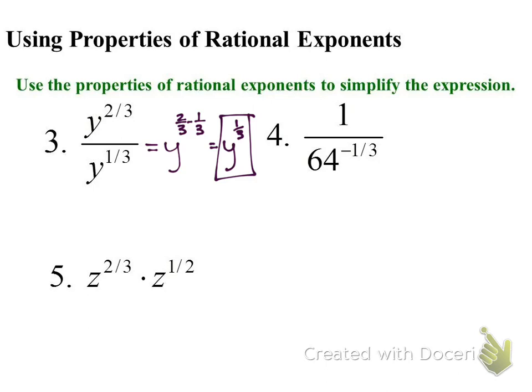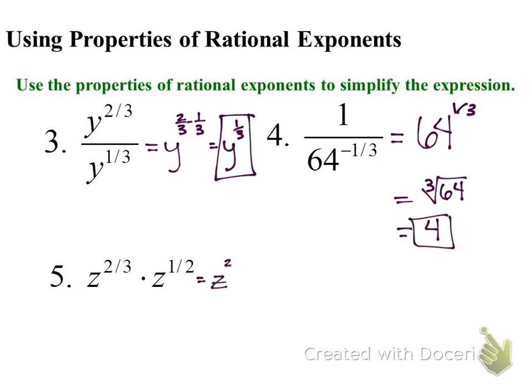Number 4, 1 over 64 to the negative 1/3. Wait a second, I have a negative power. So first I need to write it as, in the numerator, 64 to the positive 1/3. And 64 is one of my numbers in that list. That's the same as the 3rd root of 64, which is 4 times 4 times 4.